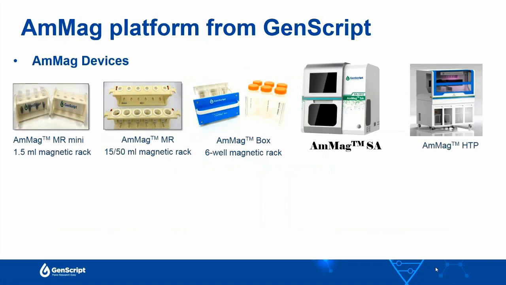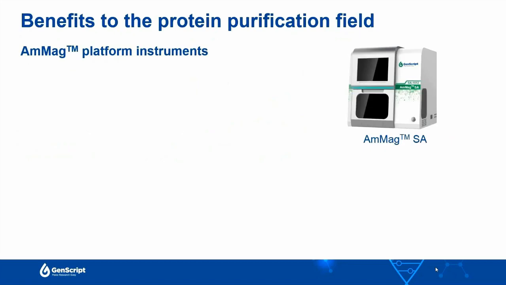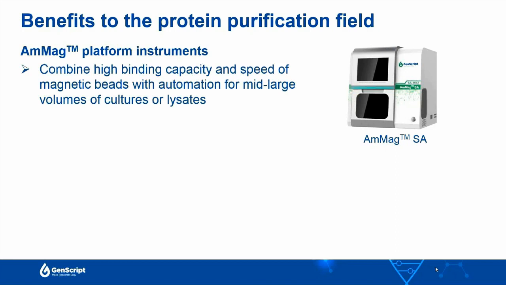For purification using magnetic beads, GenScript provides one-of-a-kind flexible-use magnetic racks, as well as our semi-automatic device, the AMAG SA. Future instruments for high-throughput, fully automatic purification, accepting more samples or larger volumes of samples, are also currently being developed. With these innovations, we have introduced new products that will benefit the overall field of protein purification.